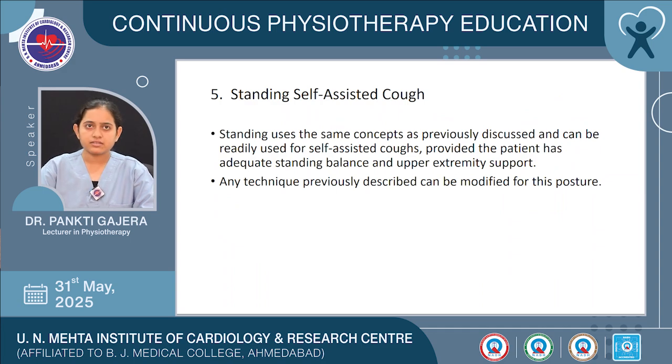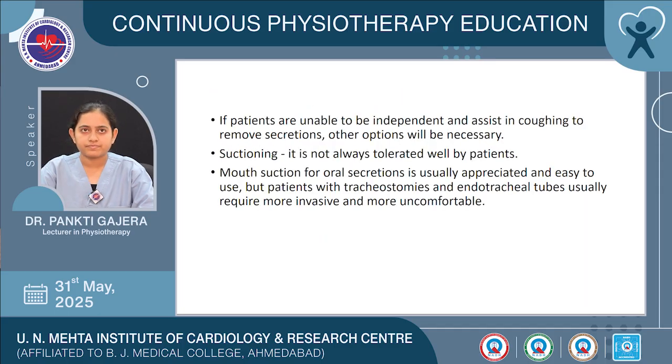Last and final one is standing self-assisted cough. The standing position uses the same concept as previously discussed and can be readily used for self-assisted cough provided the patient has adequate standing balance and upper extremity support. So, in standing, the patient slightly extends with maximal inspiration, and while flexing, the patient can cough. And in the standing position, the variations of upper extremity, lower extremity and trunk can be used. Any technique previously described can be modified for this posture.